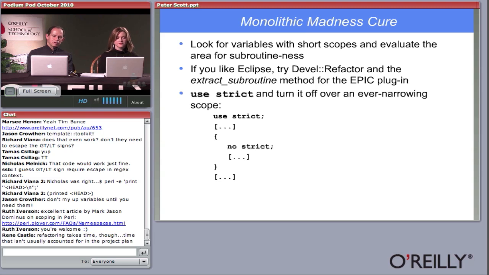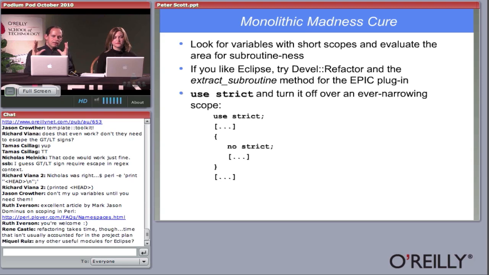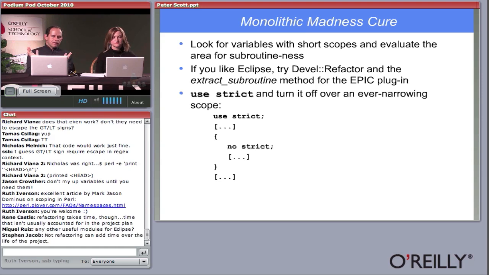And to minimize that time, what you can do is put use strict in the outermost scope, and then you can encapsulate parts of the code in naked blocks, which then have no strict in them, to turn that strictness off. And you gradually migrate declarations into and out of those blocks until you can shrink them and end up with something that's completely under the control of use strict.